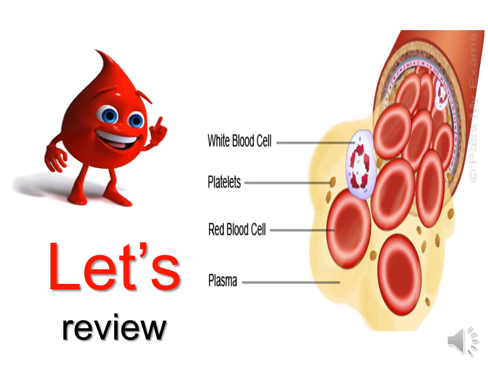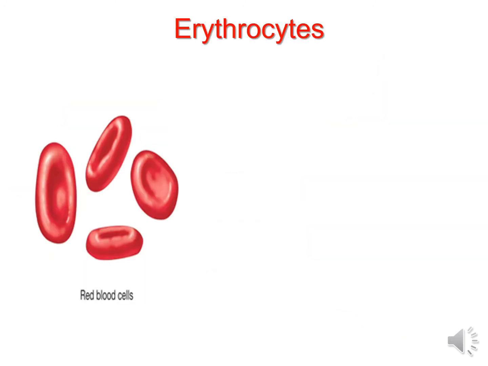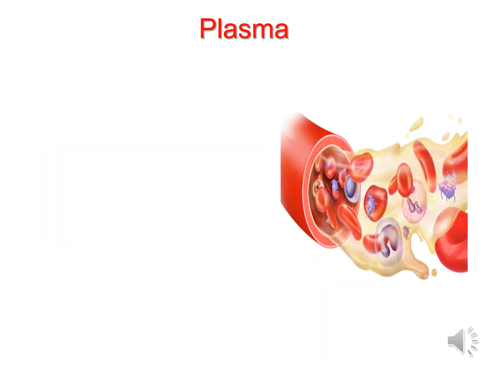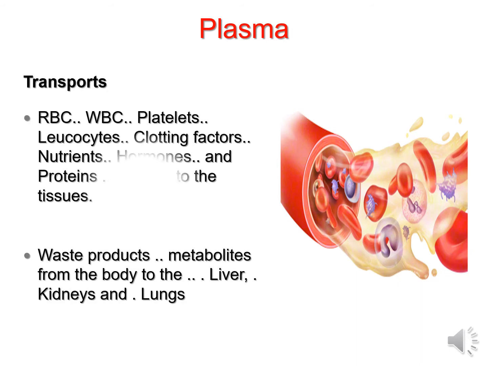So let's review. Erythrocytes are red blood cells. What do they do? They deliver oxygen to the tissues and take carbon dioxide to the lungs to be excreted, exhaled. Plasma. Its role is to transport red blood cells, white blood cells, platelets, leukocytes, clotting factors, nutrients, hormones, proteins, and oxygen to the tissues. Also to eliminate waste products by taking metabolites from the body to the liver, the kidney, and the lungs.